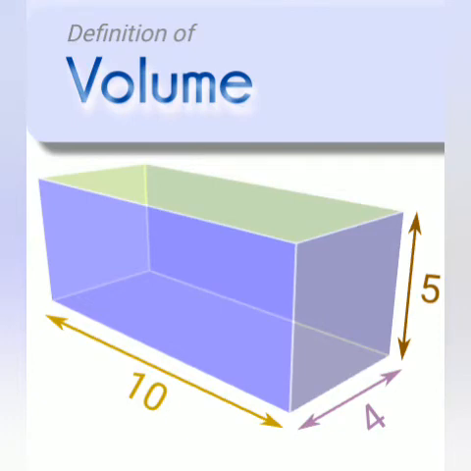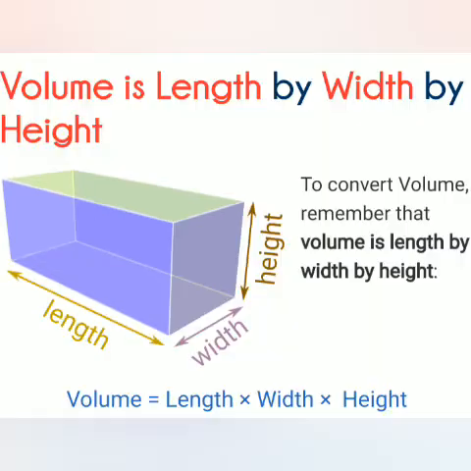Volume. What do we mean by the word volume? Here we have a cuboid in front of us, with length 10 centimeter, breadth 4 centimeter and height 5 centimeter. In this figure, if we move towards finding the volume, first we need to learn the formula or concept needed for finding the volume. Volume is length into width into height. You have to remember that the volume is length by width by height.